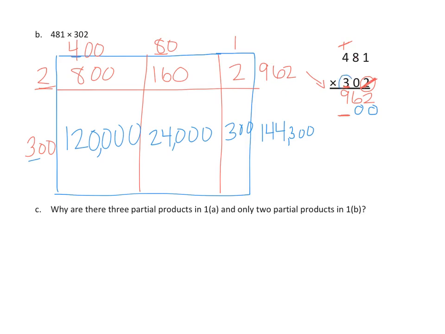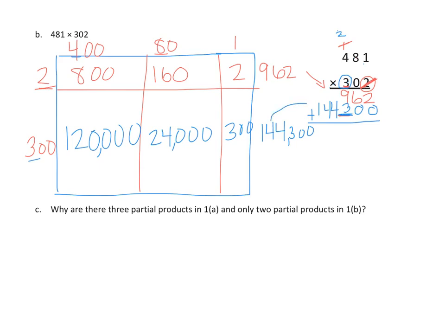So let's see if that matches on the standard algorithm. Remember, we're multiplying by the 300s, and my number needs to start underneath the 9. 3 times 1 is 3. 3 times 8, that's 24. So carry your 2 over, bring down your 4. 3 times 4 is 12, and add those 2 more to get 14. And so there you go. We have our answer. 2 partial products.